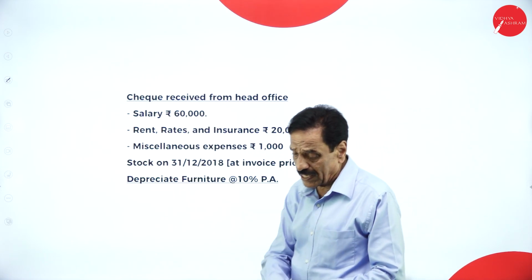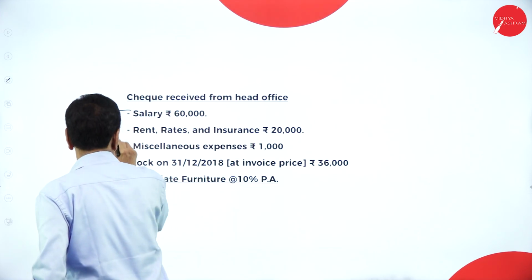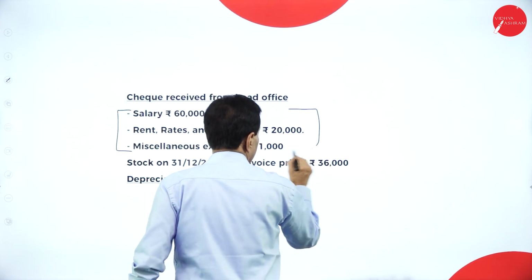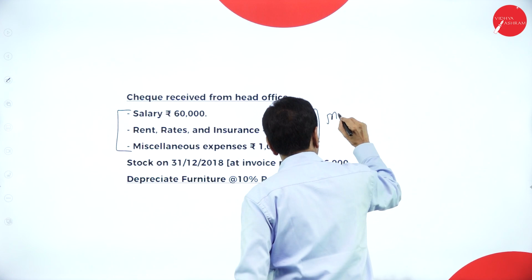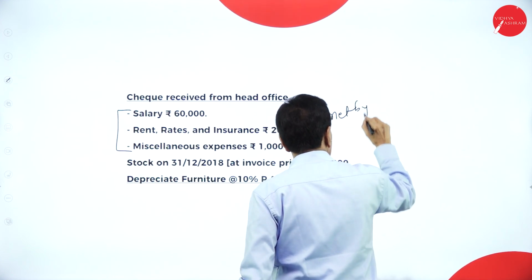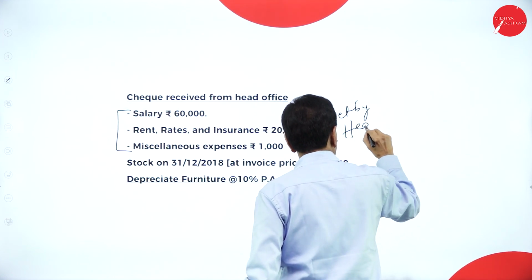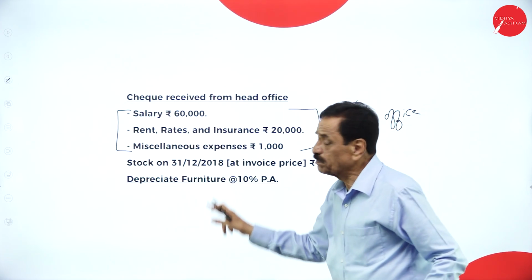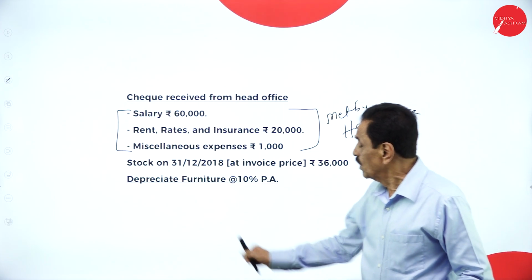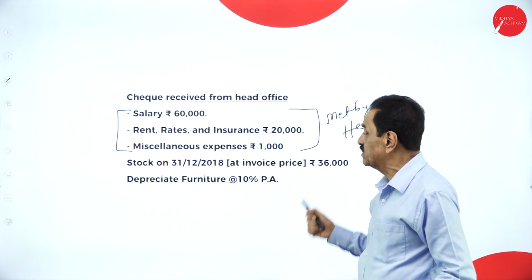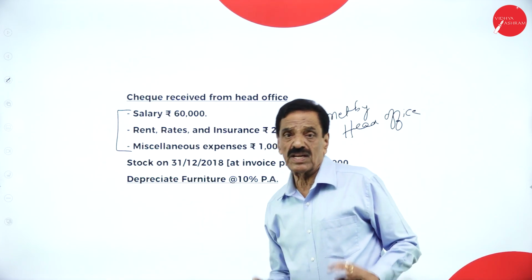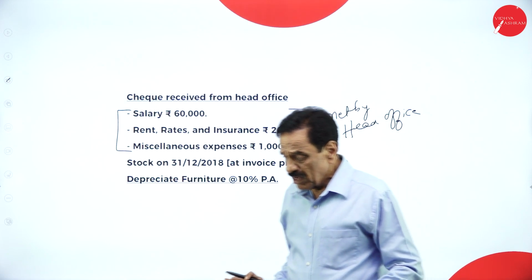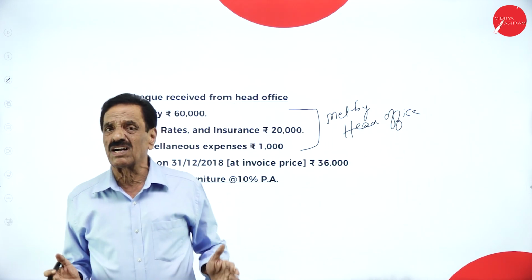Here, these are all the expenditure met by head office. These are all the expenses met by the head office. Closing stock at the end of the year is 36,000. Depreciation at 10%.